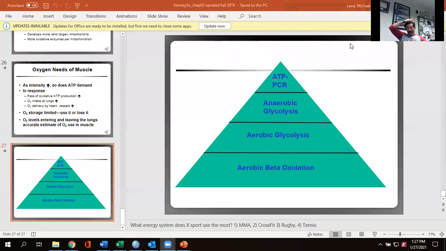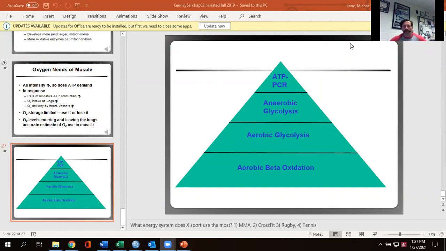Record button. We left off obviously talking about the different levels, so to speak, of how the base of your energy systems is going to be fat metabolism aerobically, followed by carbohydrate metabolism aerobically, and then we work our way up. Now, keep in mind, obviously, the speed at which we can get energy produced from an energy system is inversely related to how long that energy system can last.